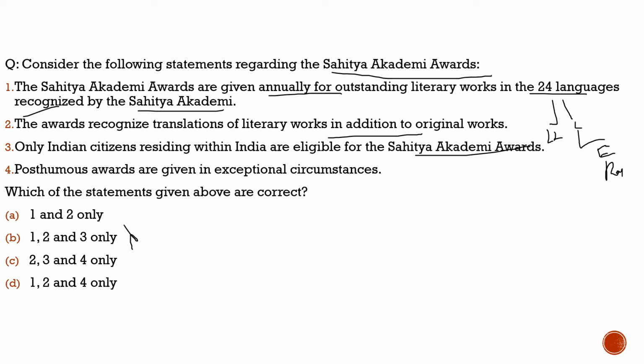He should not be a dual citizen. So definitely the third statement is incorrect. Fourth statement, posthumous awards are given only in exceptional circumstances. No, posthumous awards are given if that person is worthy of getting it. For example, if the book was published within 5 years before the award, and in these 5 years the person died after publishing the book, and his work was exceptional and worthy of the award, he will be given the award. There are no exceptional circumstances related to that. So the fourth statement is incorrect.